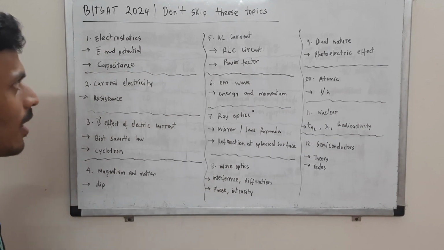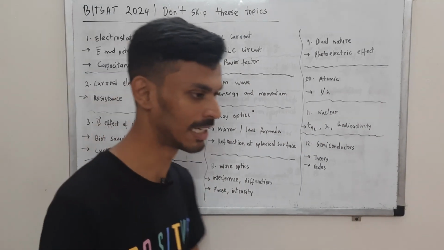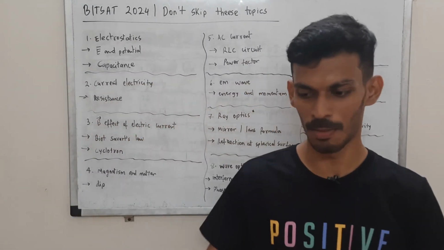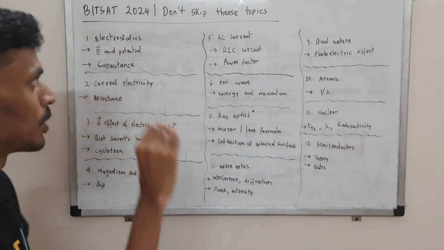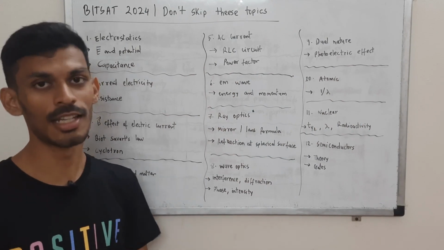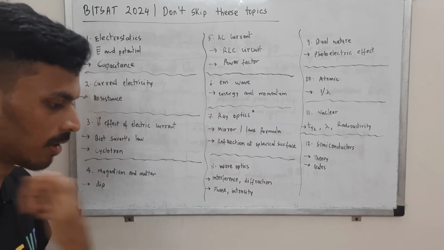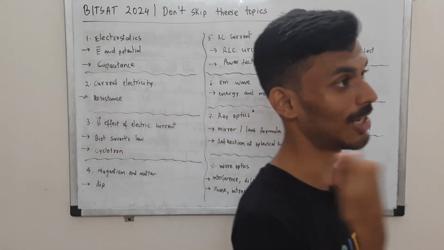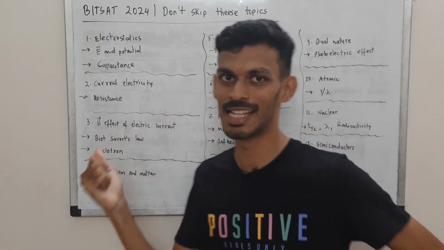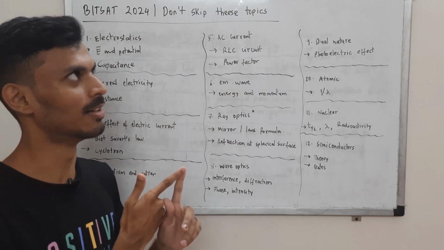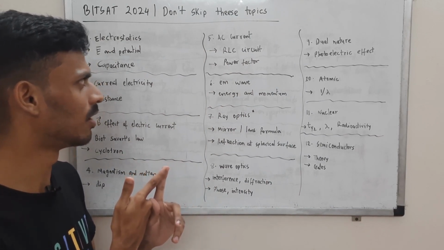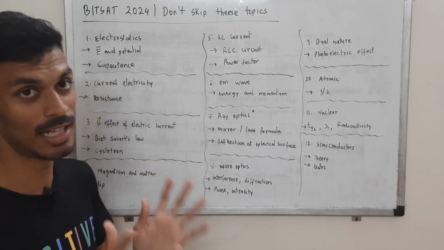Let's come to chapter number 5. It is AC current. About 70 to 80% of the questions were based on the RLC circuit, series RLC circuit. So you are supposed to know the resonant frequency, wherein the XL and XC components cancel out each other, and that's all you are supposed to know. RLC circuit.